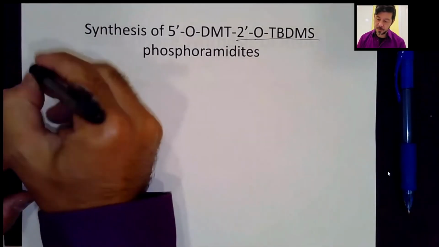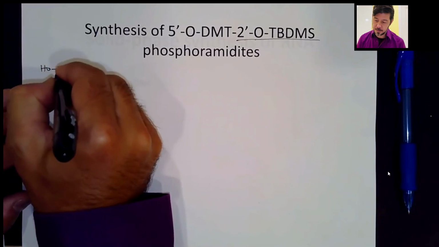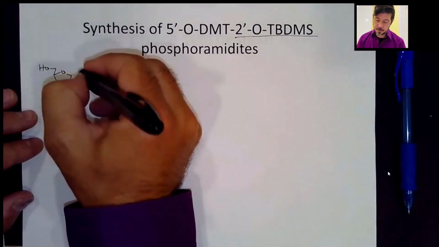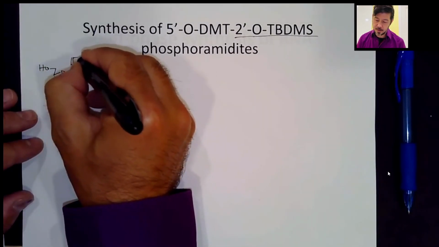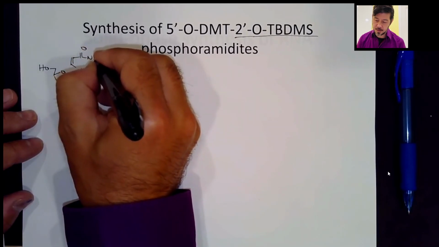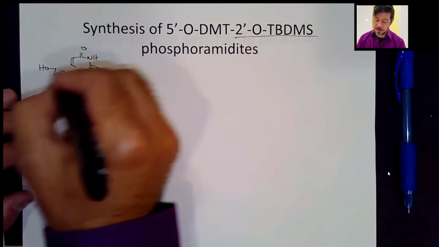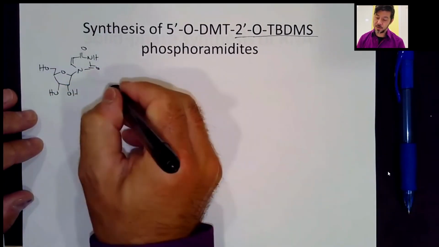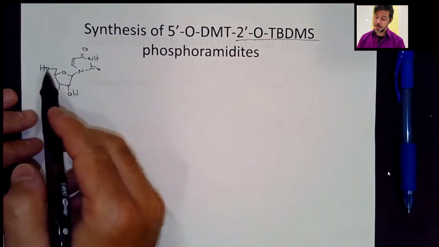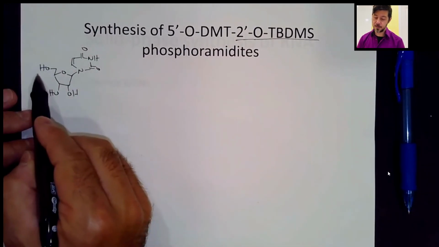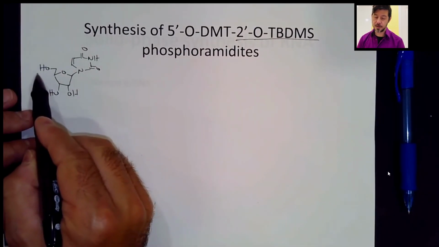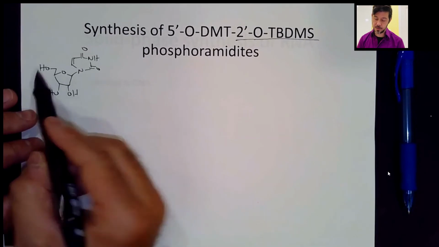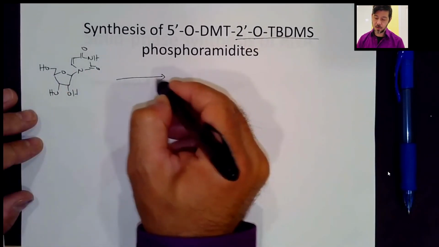And why don't we start with uridine as an example. Uridine doesn't have any exocyclic amines, so we don't need to worry about a benzoyl protecting group. So our strategy is going to be as follows. The first thing we're going to do is protect the 5' hydroxyl group with the DMT chloride group, which you've seen before.